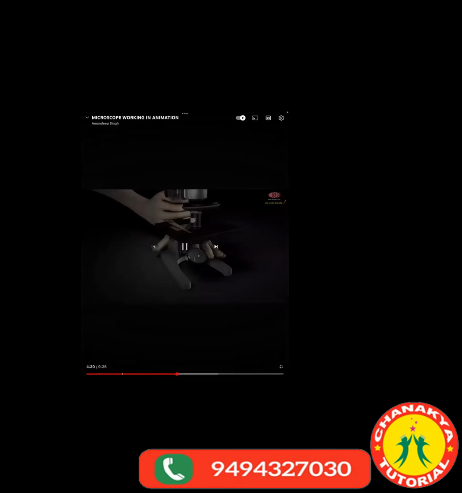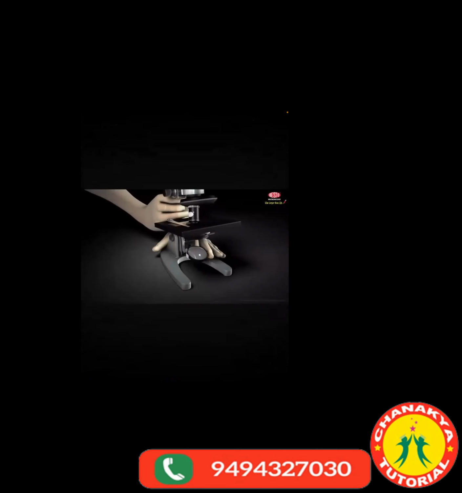Under the base and another on the arm. Place the microscope on a table, away from the edge. Move it to a position in which you can look comfortably through the eyepiece. You may want to sit on a chair or stool.